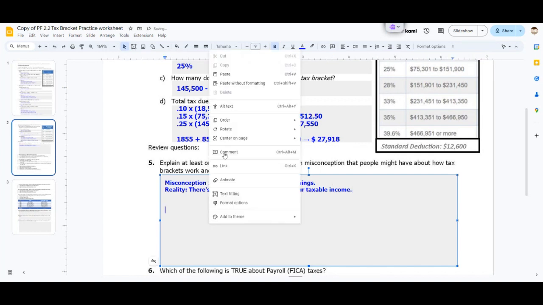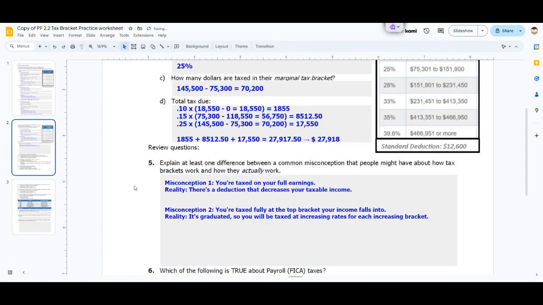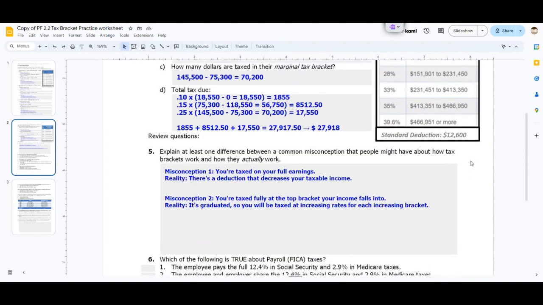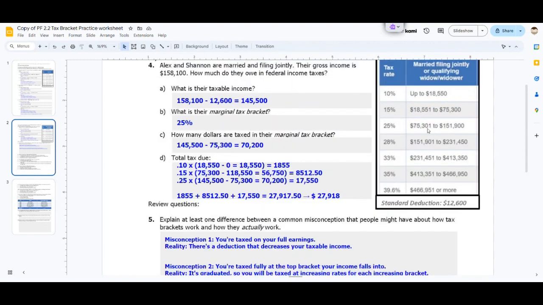All right, the more common misconception, misconception 2, is you're taxed fully at the top tax bracket that your income falls into, right? So for example, if we look at number 4, Alex and Shannon, their taxable earnings was 145,500, which was in the 25% range. So a common misconception is because their income falls within that range, all their income is being taxed at that percent. And that's not true.